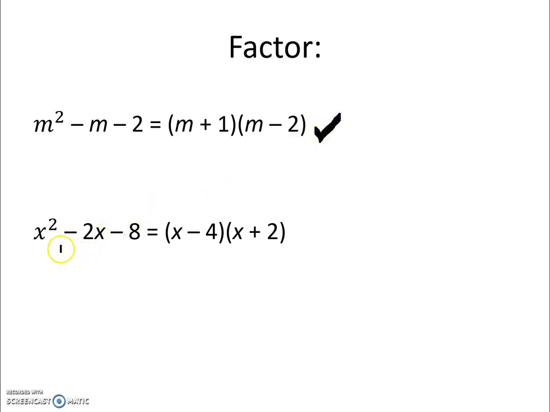So it is m plus 1 times m minus 2. Looking at the same kind of pattern with two negatives, again we know our x times x will give us our x squared, and we're looking at factors of negative 8 that will add up to negative 2, and those are negative 4 and 2. So our factors are x minus 4 times x plus 2, and that does multiply to x squared minus 2x minus 8.